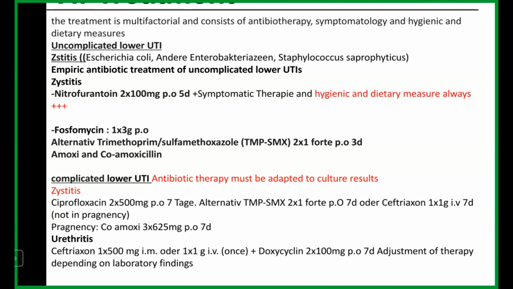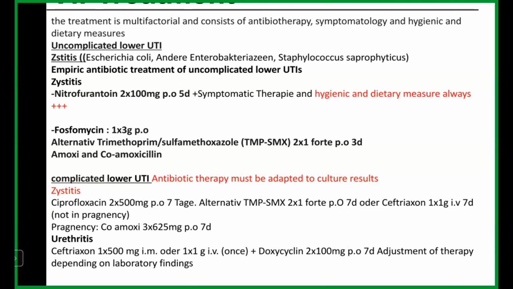The alternative is trimethoprim plus sulfamethoxazole, we call it in short TMP-SMX. We give it 2 times per day for about 3 days. And amoxicillin and co-amoxicillin, this is also an alternative if the patient is pregnant. So for pregnancy, we are able to give co-amoxicillin and amoxicillin.